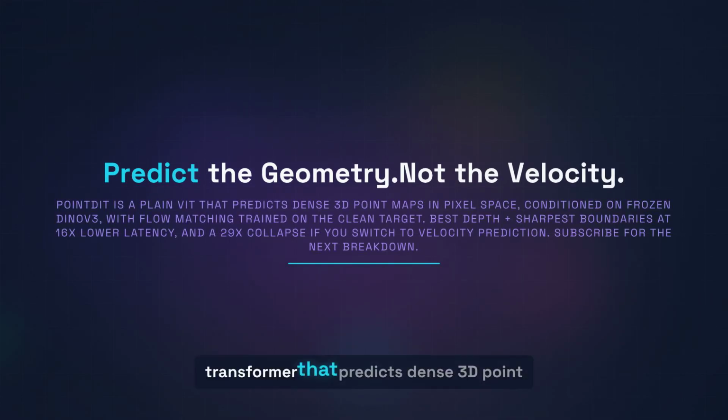PointDiT is a plain vision transformer that predicts dense 3D point maps in pixel space, conditioned on frozen DINOv3, with flow matching trained on the clean target. Best depth accuracy, sharpest boundaries, 16 times lower latency, and a 29 times collapse if you switch to velocity prediction.